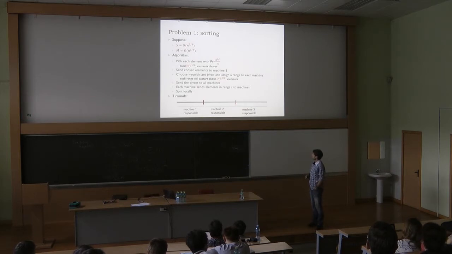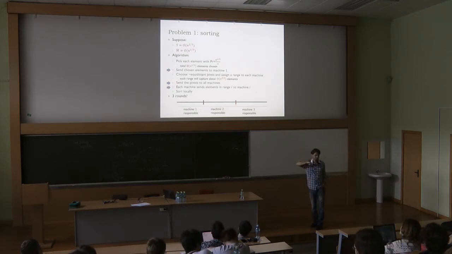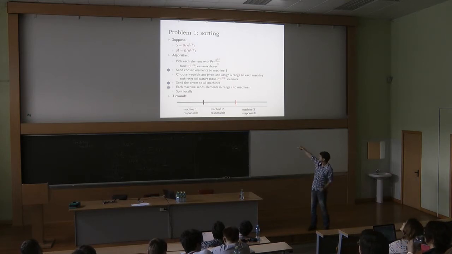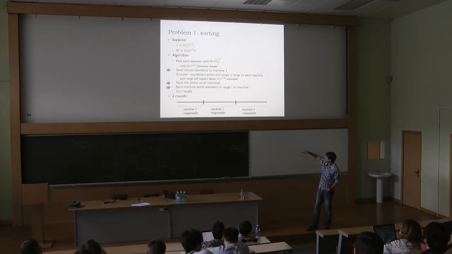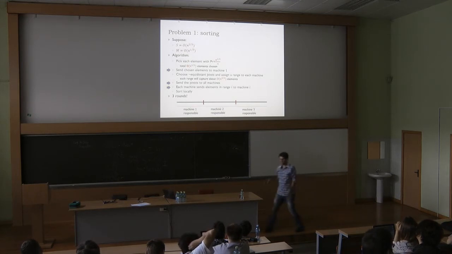So first of all, let me note that there are 3 rounds of communication. In particular, these are the rounds. Each machine chooses some elements and sends them to one machine. Then there is a step where each one sends all the pivots to all machines. Note that it's a lot of communication here. Also, it's a lot of communication in this step, where each machine sends all its elements in range i to the machine responsible for that range. Okay, so this is the algorithm.